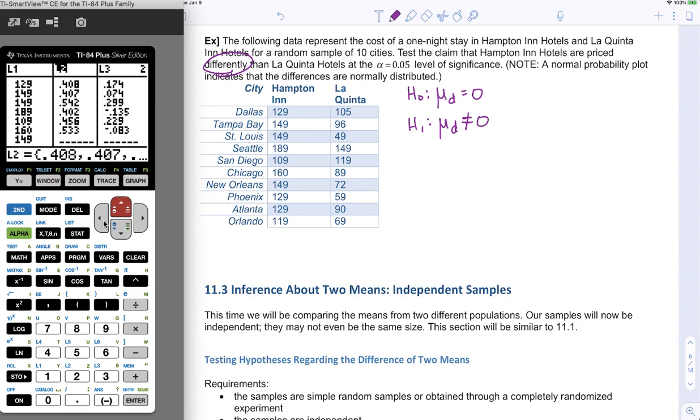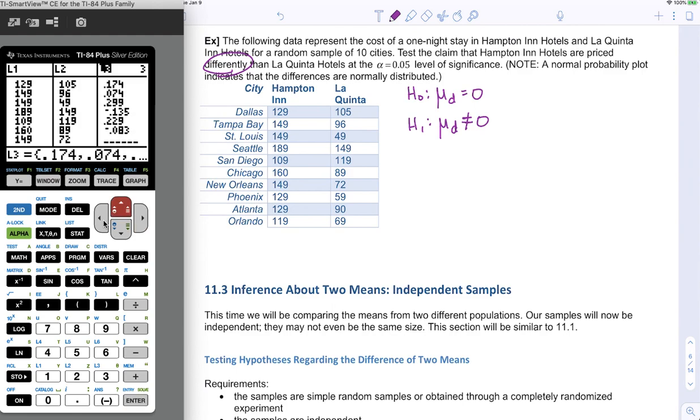Let's go all the way back to the top. Oops. I'll put the La Quinta Inn Hotels in here: 105, 96, 49, 149, 119, 89, 72, 59, 90, 69. Okay, and then we want to put the differences in list 3.